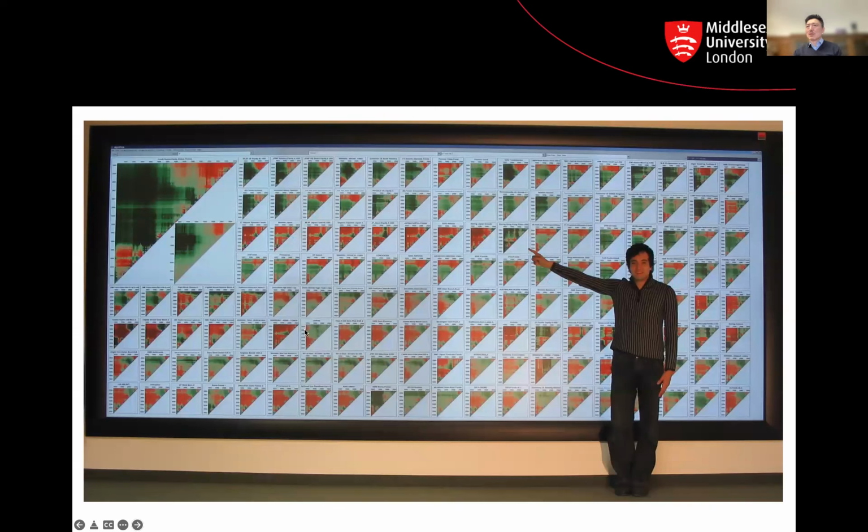Let's say each of these little blocks is a stock, each square is a stock, and these are different ones. I don't know, maybe more than 100 of these.